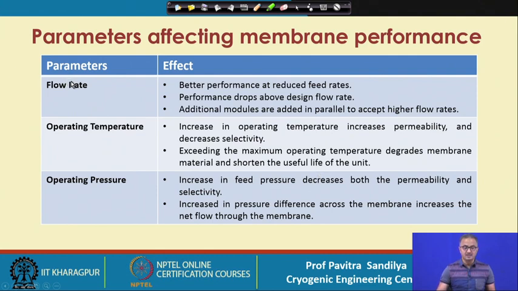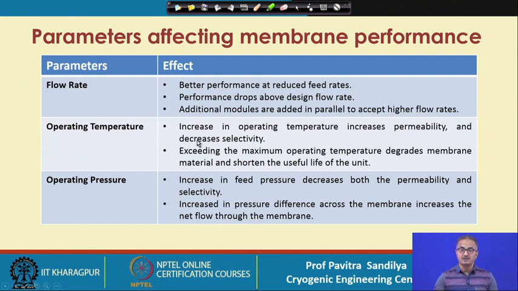Now here we are listing the basic operating parameters which affect the performance of the membrane. Here we have the flow rate, operating temperature and operating pressure. The flow rate dictates that if we have a higher flow rate, then the membrane performance degrades. So for better membrane performance we need to operate at lower flow rate. Performance is also seen to drop when we operate above the design flow rate, and we need additional modules of the membrane if we have to handle larger flow rates.